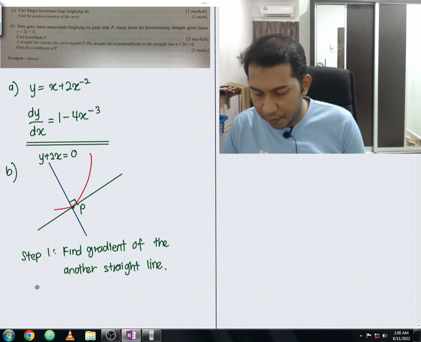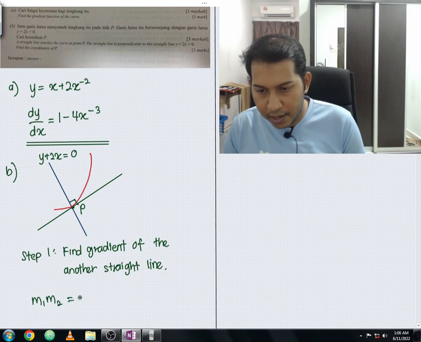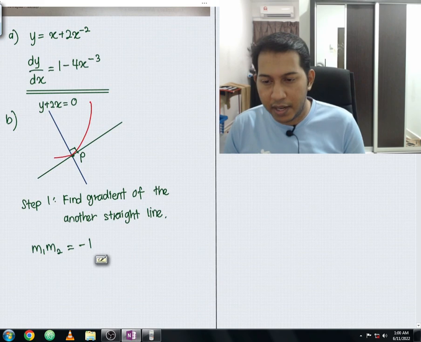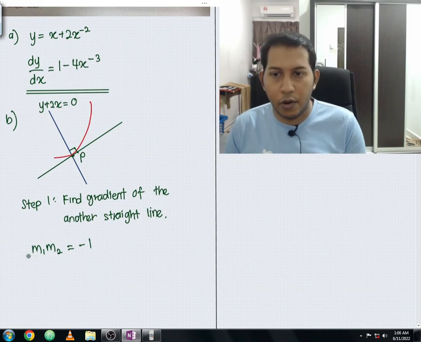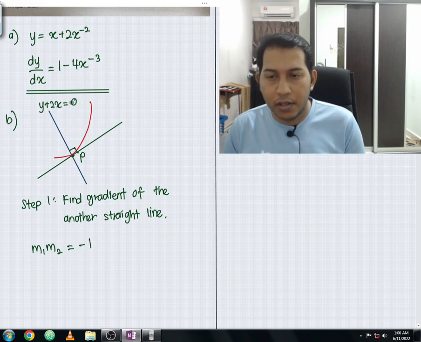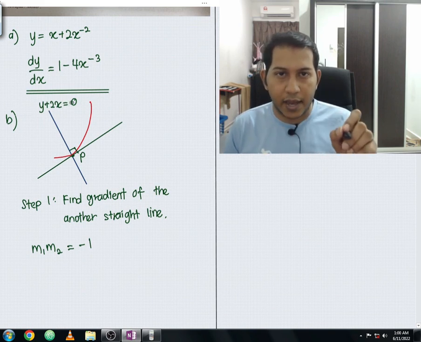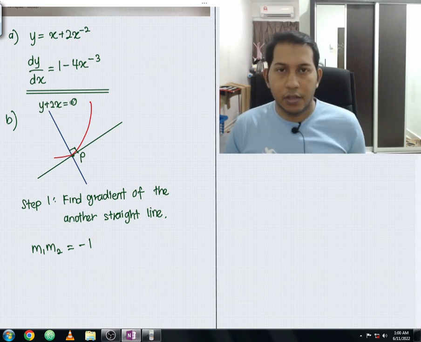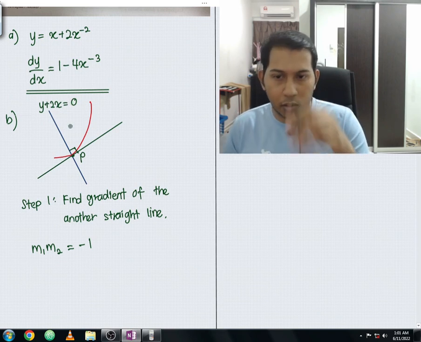Okay, so from here let us apply the formula m1 times m2 equals -1. By the way, m1 is already given in the question, it is -2. In case you don't know how I get the -2, basically y plus 2x equals 0, so y will be equal to -2x. That -2, the coefficient of x, is the gradient of the straight line. Okay, the -2 is the slope.